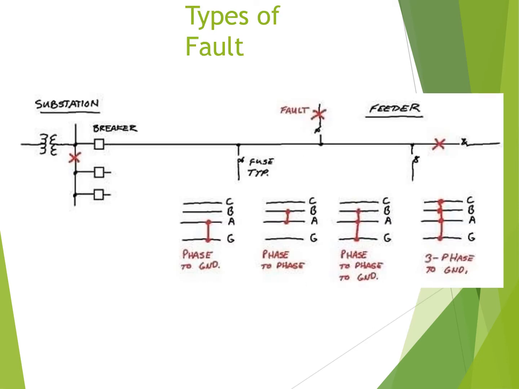We can see different types of faults, such as phase to ground, phase to phase to ground, three phase to ground, etc. All these types of faults have different effects on the power system and on the relays of protection equipment, which should react as soon as possible once the fault occurs.